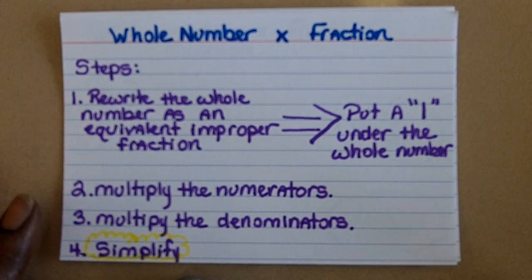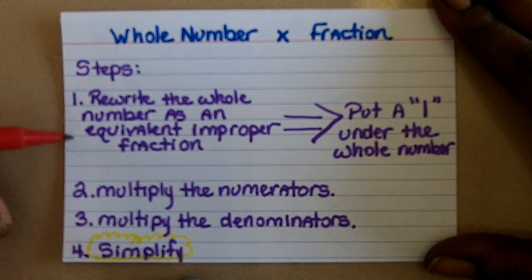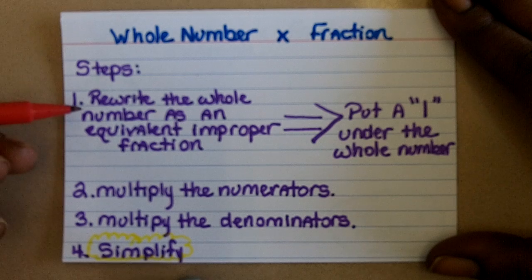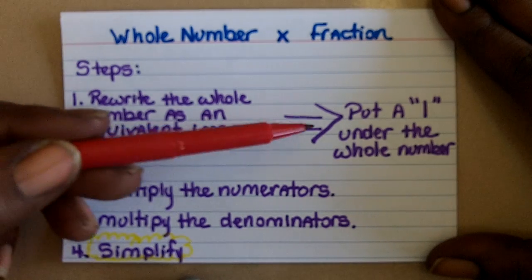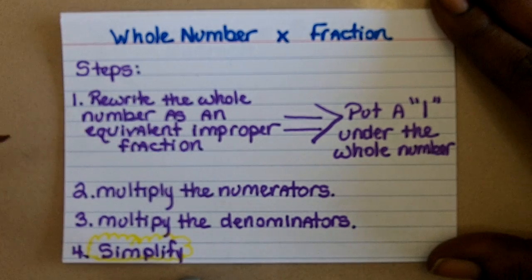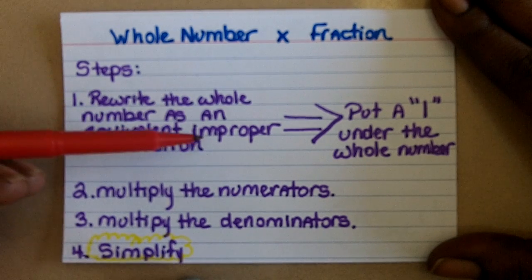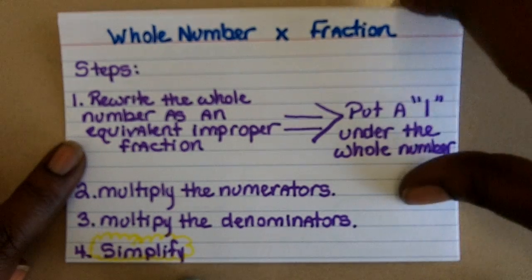Now, sometimes you'll be asked to multiply a whole number by a fraction. And in this case, there's actually 4 steps to follow. Step number 1 is asking us to rewrite the whole number as an equivalent improper fraction. That's just a fancy way of saying put a 1 under the whole number. By putting a 1 under the whole number, you've changed it from a whole number to an improper fraction. Step number 2 would be to then multiply your numerators, followed by multiplying the denominators, and then the last step, which of course is optional, is to reduce or simplify.